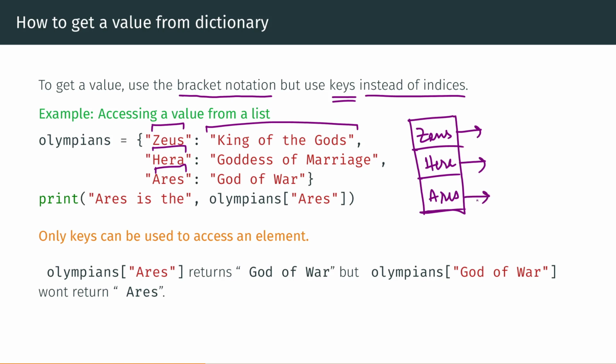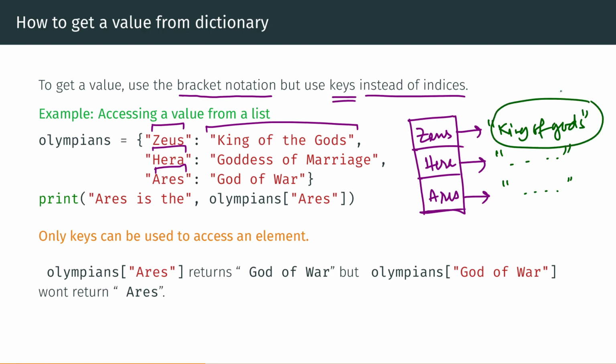So the value associated with Zeus is king of gods. The value associated with Hera is goddess of marriage. Ares is god of war, and so on and so forth. So the way you access a value is by using the square bracket. If you want to access god of war, you would use Olympians, that's the name of the dictionary, the square bracket, and the key.